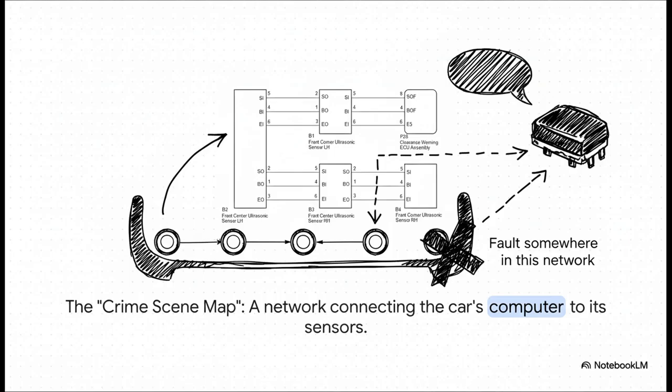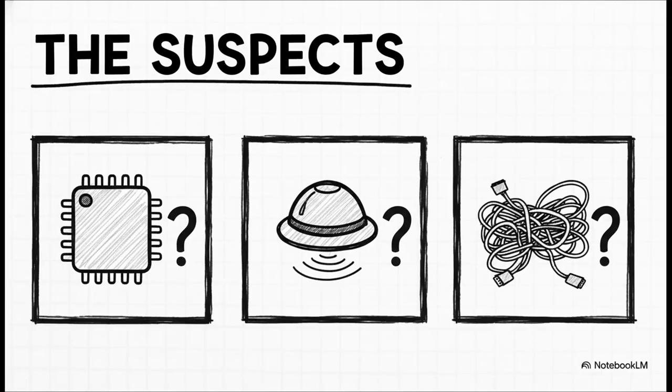We know the fault is somewhere along this network. So this gives us our primary list of suspects. Is the problem with the brain, the computer itself? Or is it the eyes, one of the actual sensors? Or could it be the nervous system, that whole complex web of wires and connectors that links everything together?